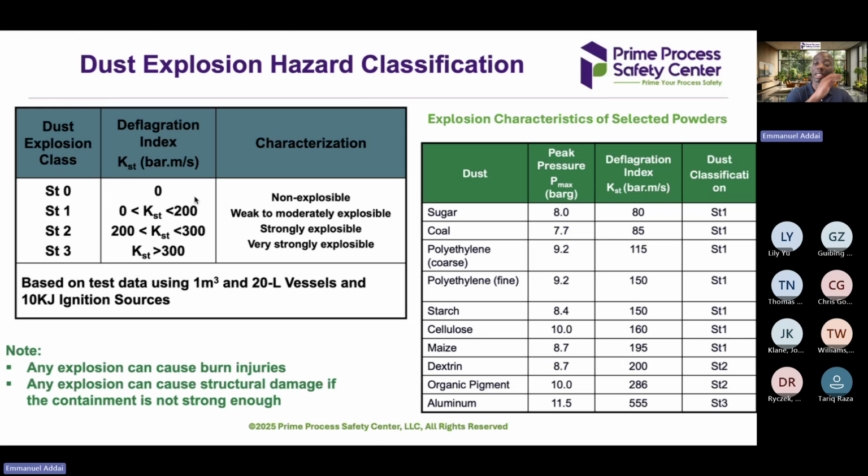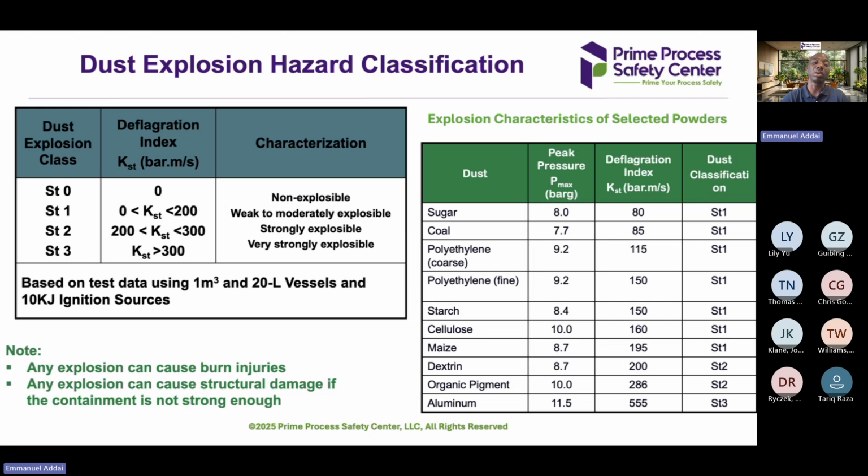And so there are classes, sometimes you hear ST1, ST2, ST3, and ST0. ST0 means the material is not combustible, not explosible, so you forget about it and think about fire hazard. ST1 is from 0 to 200, a weak to moderate explosion. ST2 is a strong explosion, from 200 to 300, and the most violent is ST3.